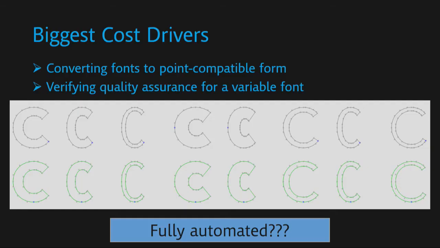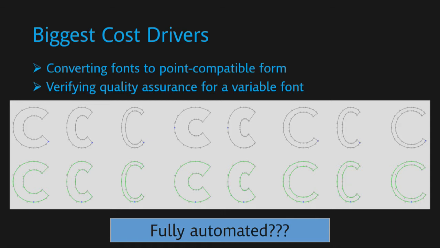And then all of this is really getting the fonts ready for the next step in the process, which is converting the fonts to a point-compatible form. In order to make a variable font, and I'll go into this in a fair amount of detail, you actually have to have point compatibility between them. So that's a big cost driver because that can be a complex process, and it could involve manual effort, or what we're trying to do is see if we can fully automate that.